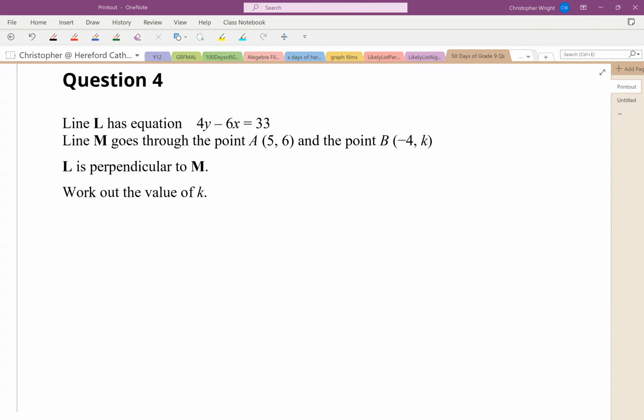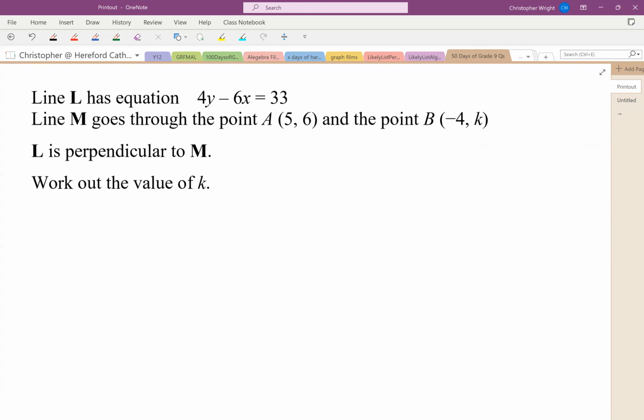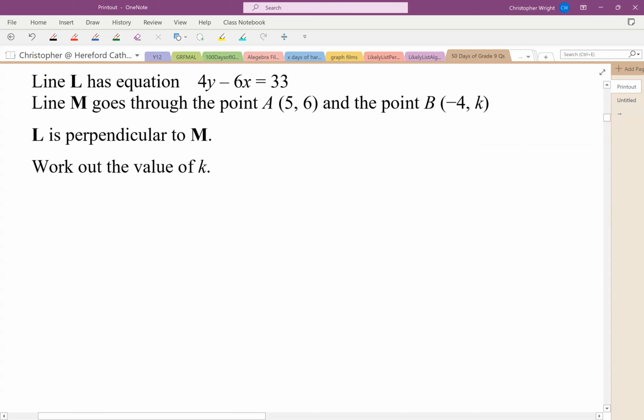Question 4. Right, this is a question on coordinate geometry, and it needs a bit of a think about before you dive in, I would suggest. Let's have a look. We're given the equation for line L, and we're told some facts about line M. It goes through the point A, and it goes through the point B. And look at this.